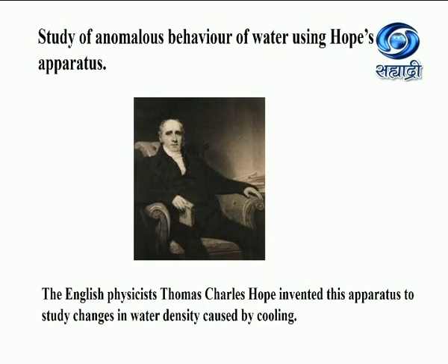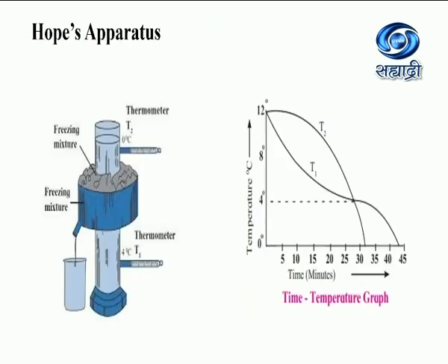Anomalous behavior of water can be studied with the help of Hope's apparatus. Thomas Charles Hope was an English physicist who invented this apparatus to study changes in the water density caused by cooling. Let us study the construction of Hope's apparatus. Hope's apparatus consists of a flat bowl attached to a cylindrical container. This cylindrical container has provision to attach thermometer T2 above and thermometer T1 below the flat bowl respectively.